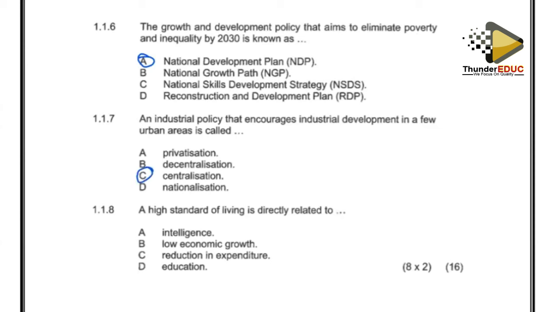Okay, if you check it, most of these questions are pretty close to one another. It needs someone who's very smart when it comes to attempting such types of questions. Okay, right. 1.1.8, a higher standard of living is directly related to education. Good.